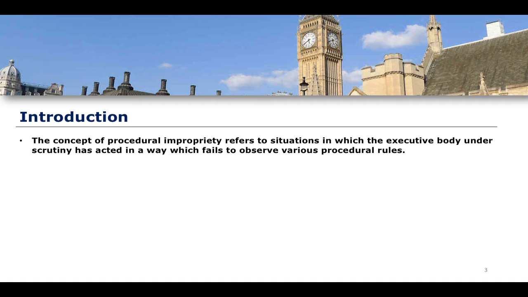So, as an introduction, the concept of procedural impropriety. What does the concept of procedural impropriety actually refer to? Well, essentially, it refers to circumstances and situations in which the executive body, or the local government or whatever is under the particular scrutiny that we're applying judicial review to, has acted in a way which fails to observe various different procedural rules.